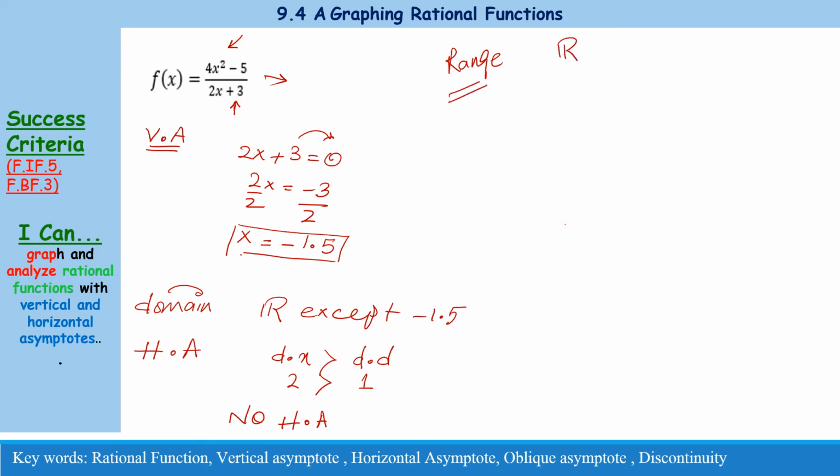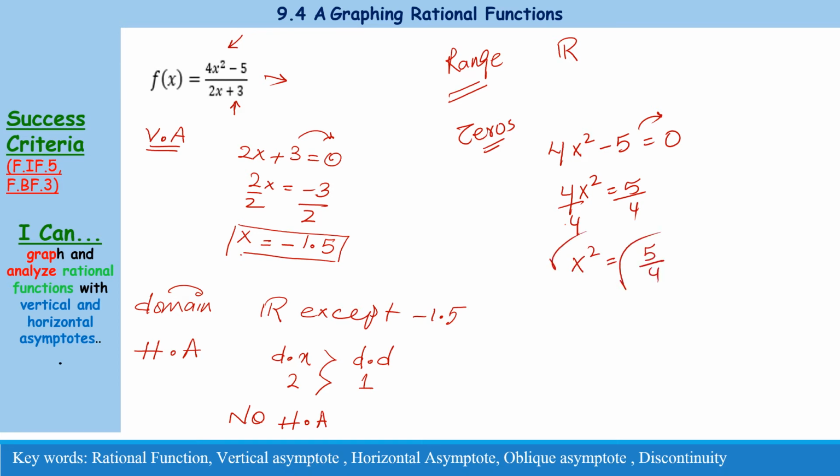Okay, now that is done. After that, we have to find the zeros. For the zeros, we always focus on the numerator and set it equal to 0. Bring the 5 to the other side, you will get 4x squared equals 5. Now divide both sides by 4, you will get x squared equals 5 over 4. Take the square root on both sides, so you will get x equals square root of 5 over 2, but do not forget to write the plus and minus sign, because normally you make such mistakes.